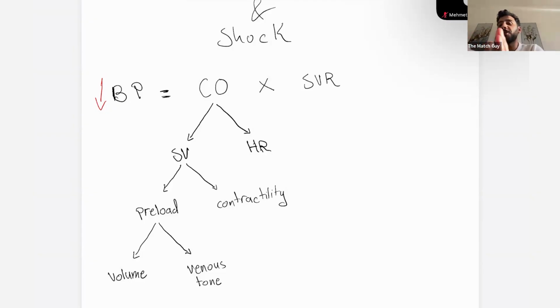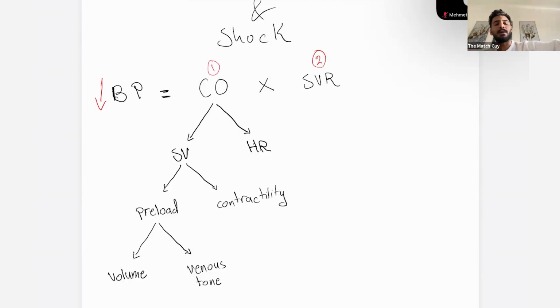Now, to properly understand shock, since we said it involves low perfusion because of low blood pressure, we have to understand what are the determinants of blood pressure, what controls blood pressure. And mainly we have 2 variables that determine and control blood pressure. And these 2 variables are 1, the cardiac output, and 2, the systemic vascular resistance. Both of them control blood pressure.